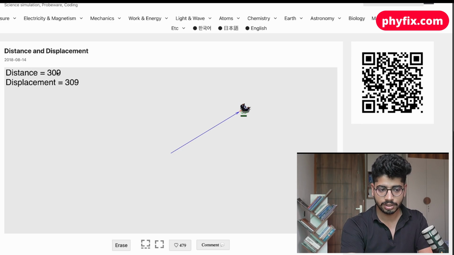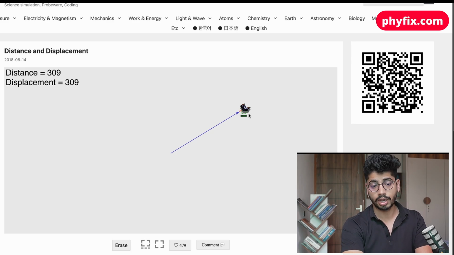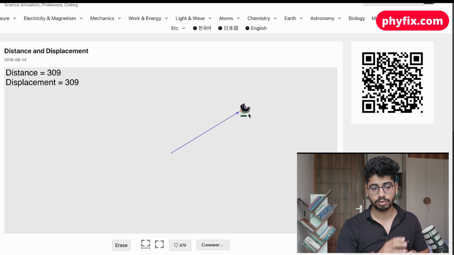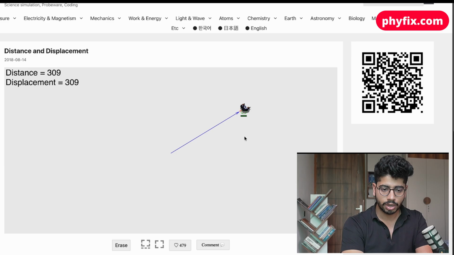So the distance and the displacement are both the same in this case because you're moving in the same direction, you haven't tried to move on the back side. So the distance is the same as displacement from the magnitude point of view. So now let's suppose I click it here. Now it comes actually to this point.